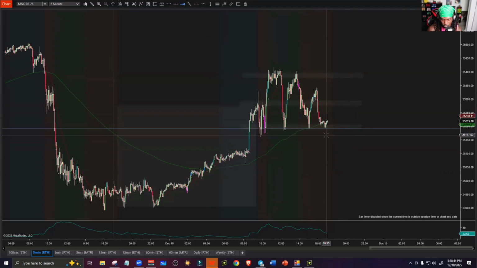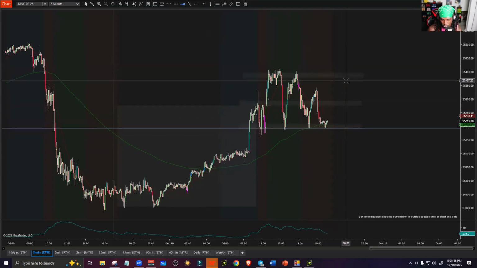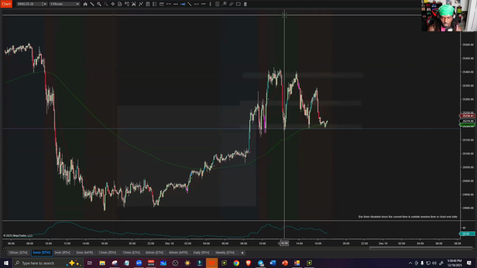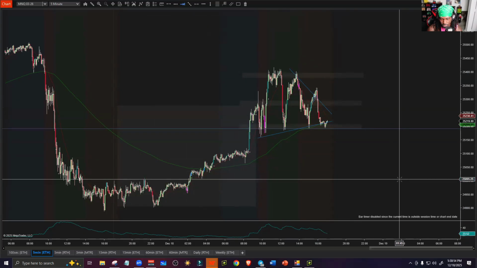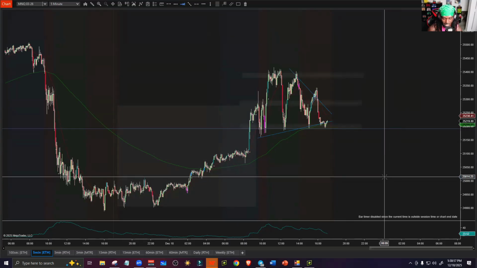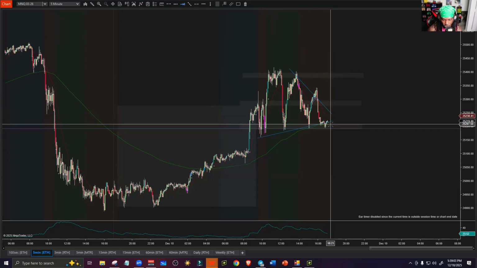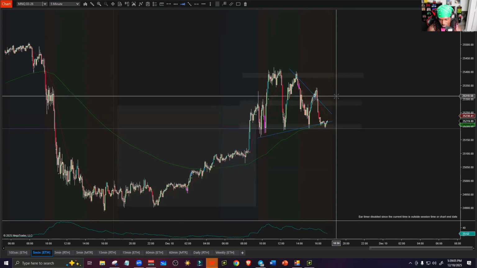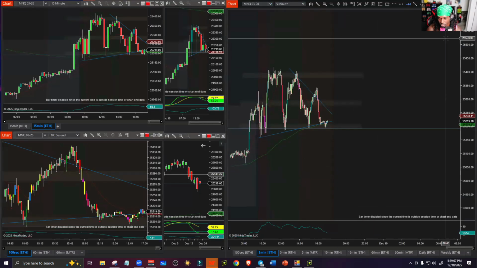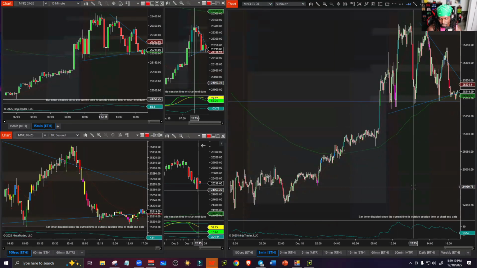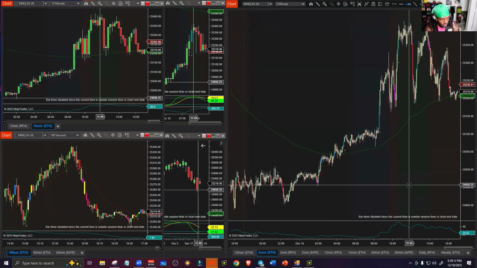You know that there's going to be buyers down here throughout the day, and you know there's going to be sellers up here throughout the day. This is also a triangle, which means volatility is contracting. And usually what happens after volatility contracts is that it expands. So there's going to be some expectation for a breakout, maybe to the downside, maybe to the upside. We don't know.